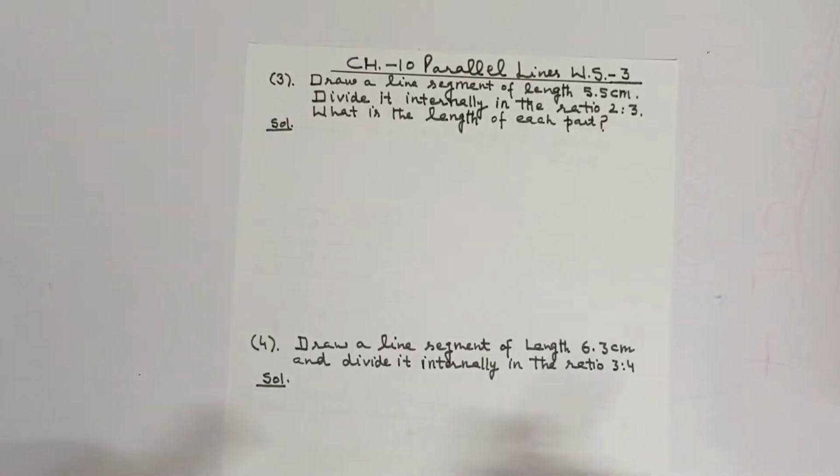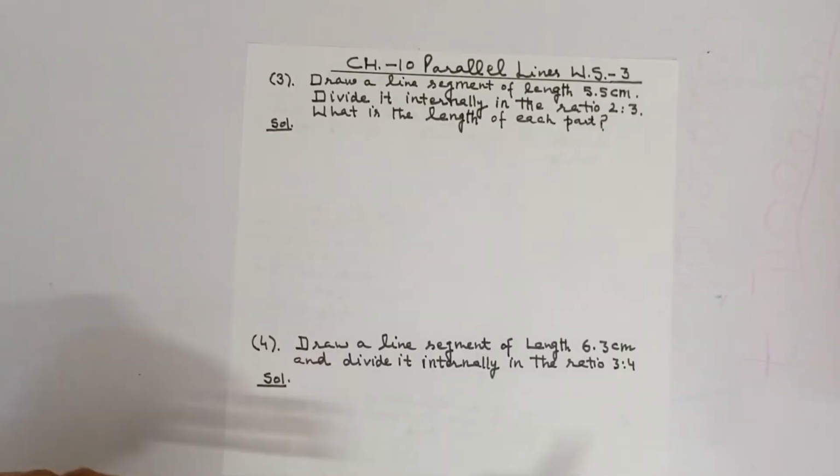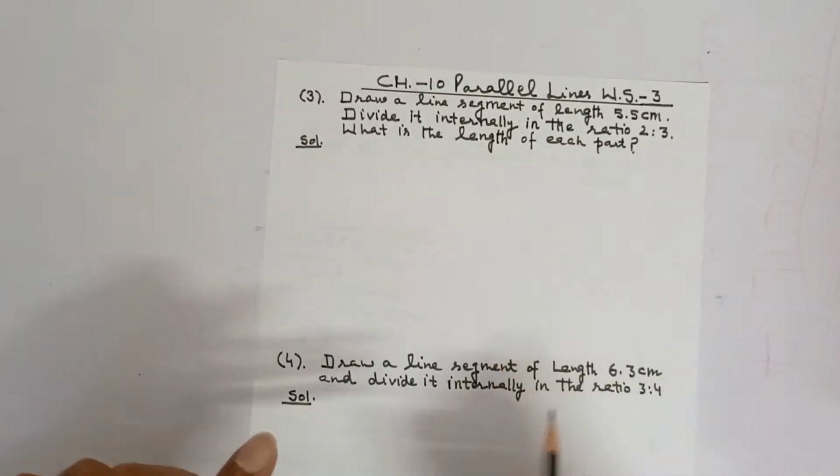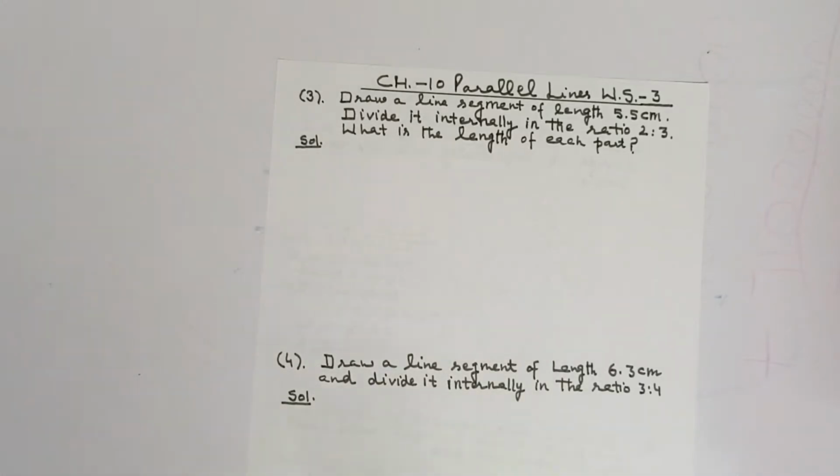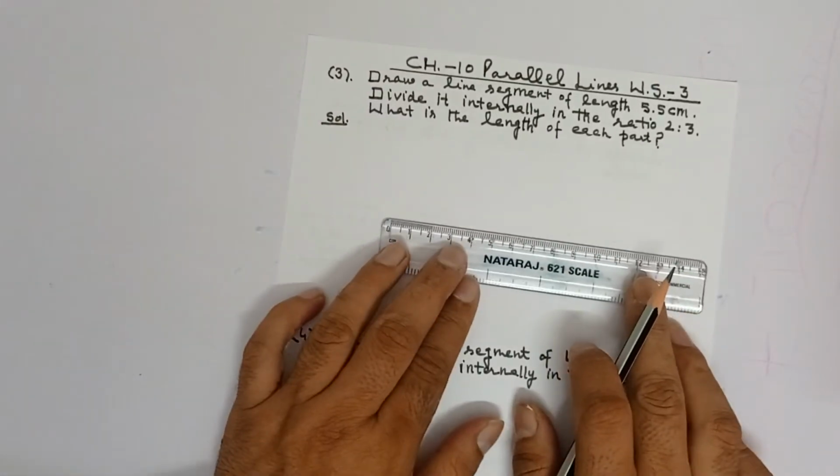Hello everyone. Now we will do question number 3 of worksheet 3, chapter 10, parallel lines, DAV. Draw a line segment of length 5.5 centimeter and divide it internally in the ratio 2:3. What is the length of each part?